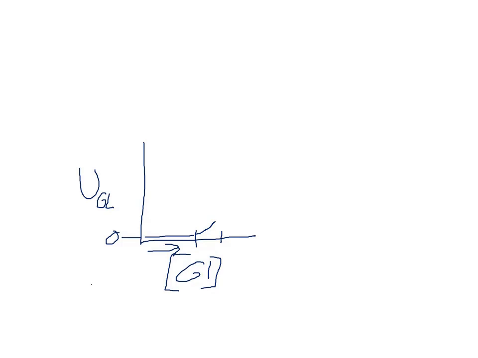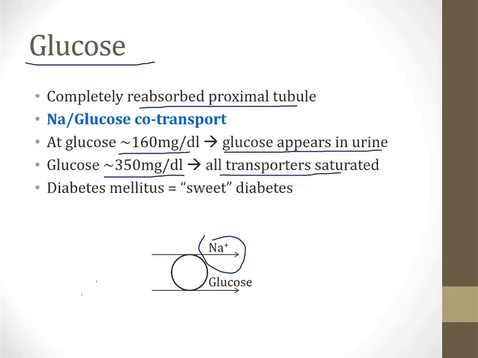Once we hit about 300 milligrams per deciliter, we would then see a straight line at a 45-degree angle. The reason for this is that at this point, every reabsorbing transporter in the nephrons is saturated, and anytime the serum concentration goes up any further, it just increases the amount being excreted in the urine. And you may know that diabetes mellitus gets its name because the urine in this condition is sweet. Hundreds of years ago, people tasted it, and the reason it's sweet is because of the glucose.